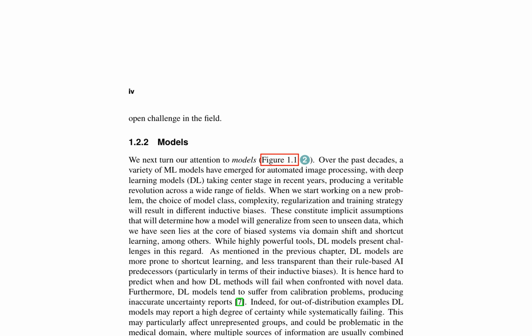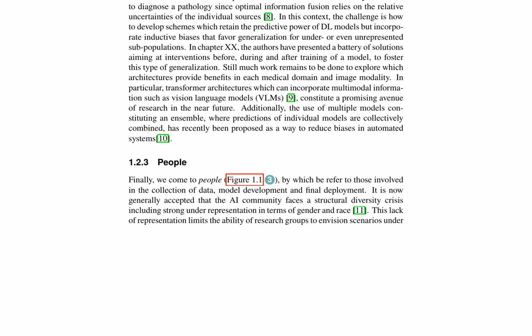It emphasizes the need for schemes that retain predictive power while incorporating inductive biases for generalization in underrepresented subpopulations. The potential benefits of transformer architectures and ensemble models in reducing biases are also mentioned. Furthermore, it underscores the structural diversity crisis in the AI community, including underrepresentation in terms of gender and race, which limits the ability of research groups to envision scenarios underrepresented in the data.